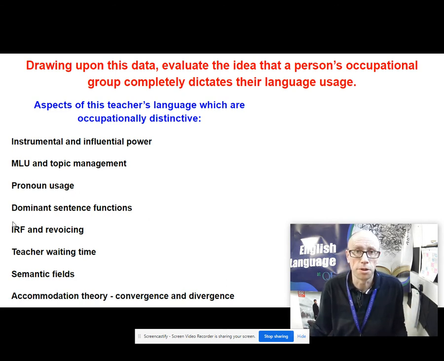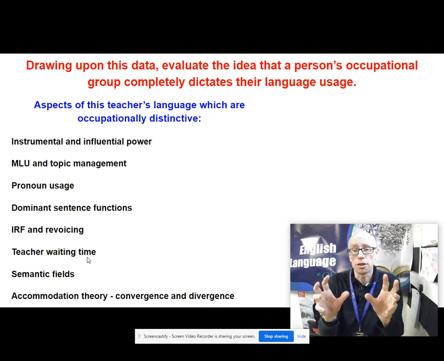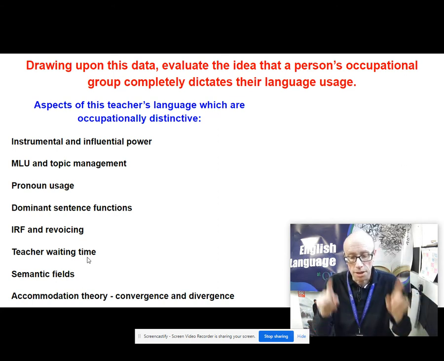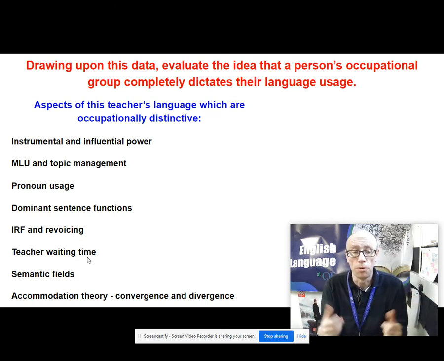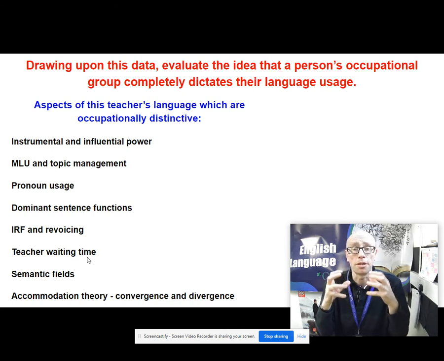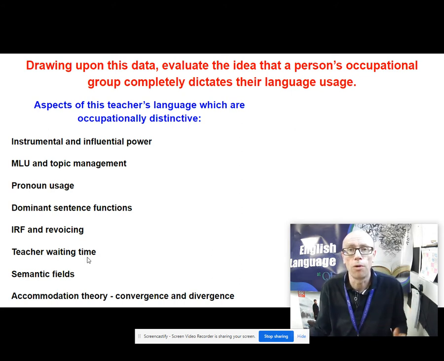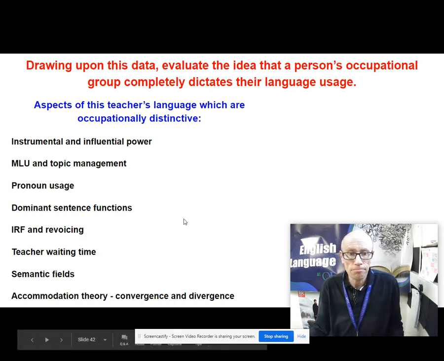You could draw upon the research that I've just talked to you about, Sinclair and Coulthard on the IRF, and O'Connor and Michaels on revoicing. You could look at waiting time. Now, if you've got a transcript like the one I showed you on the previous slide, it's going to have brackets. So brackets means a pause. And if there is no number in that bracket, it means that the person has paused less than a second. So that gives you a clue as to how long the teacher is waiting.